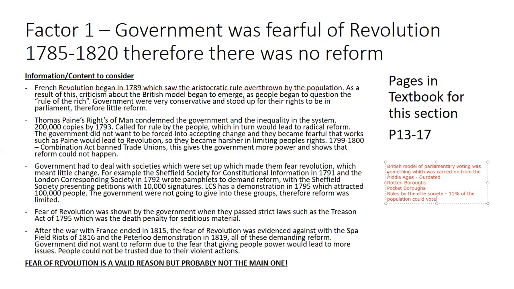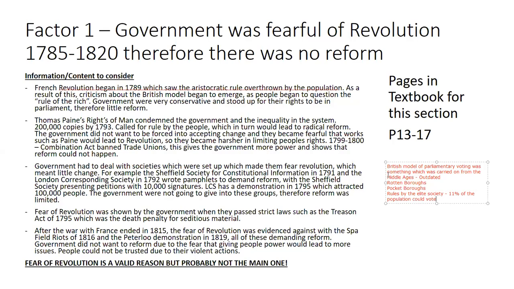Fear of revolution was shown when the government passed strict laws such as the Treason Act. You can tell here that the government was scared of revolution because they made their actions against the population stricter. The Treason Act of 1795 made seditious materials, material that badmouthed the government, punishable by death. This suggests that the government were scared of revolution, so they weren't going to give people reform. They believed that if they gave reform, this revolution could occur at a dramatic pace and it could question the government's standing in society.